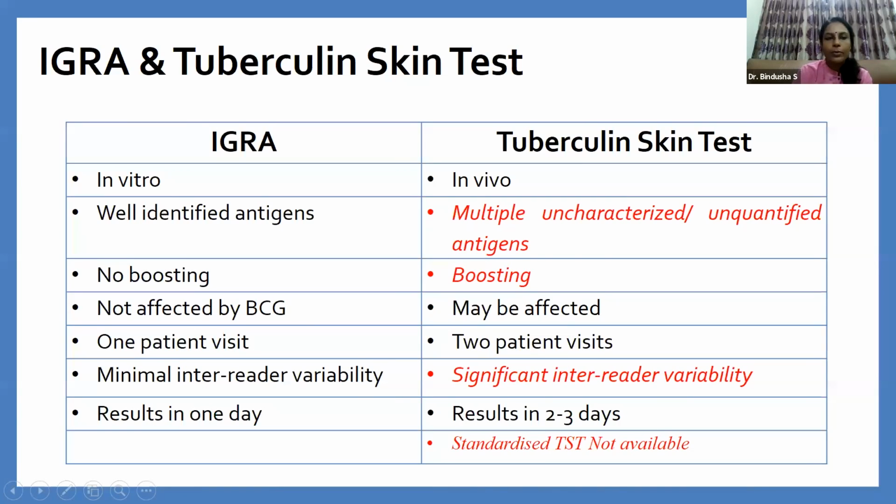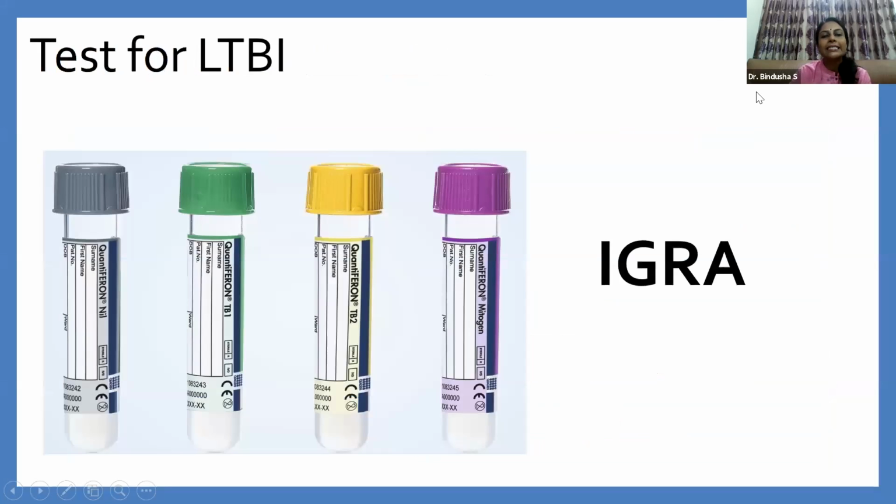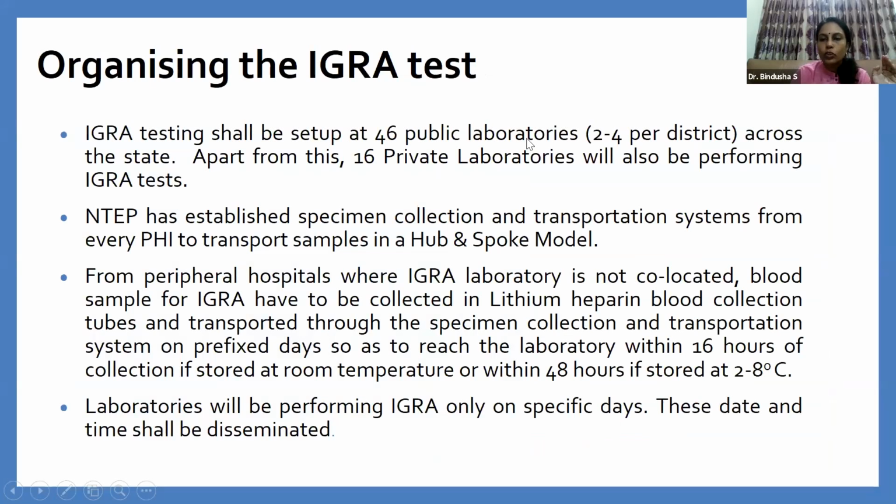So what the program is going to do is that IGRA testing is going to be set up in 46 public labs, around 2 to 4 per district in the state. Apart from this, 16 private labs were also identified for performing the IGRA test. And NTEP has established a specimen collection and transport system from every public health institution to transport samples in a hub and spoke model.